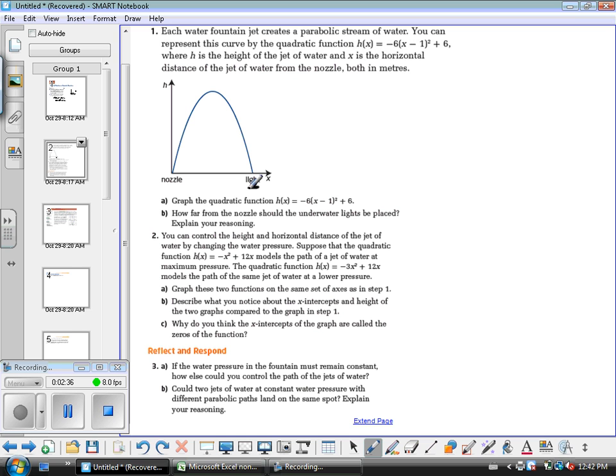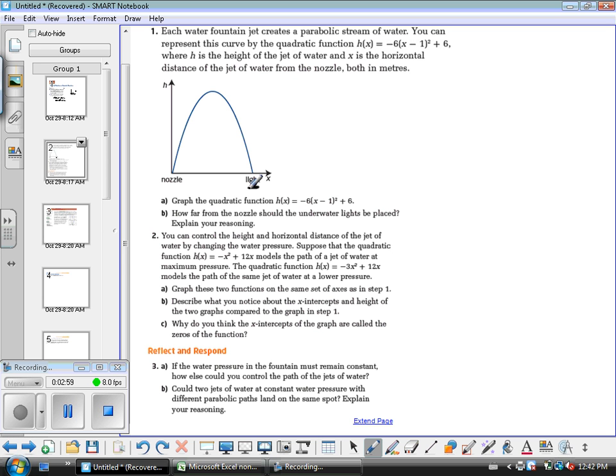So each water fountain jet creates a parabolic stream of water. You can represent this curve by the quadratic function h of x equals negative 6 times x minus 1 squared plus 6, where h is the height of the water and x is the horizontal distance of the jet of water from the nozzle, both in meters. Okay, so it gives us a quadratic function. We can graph that quadratic function.